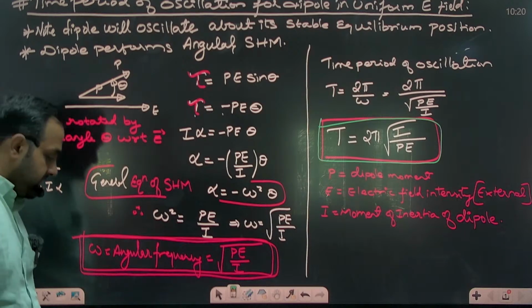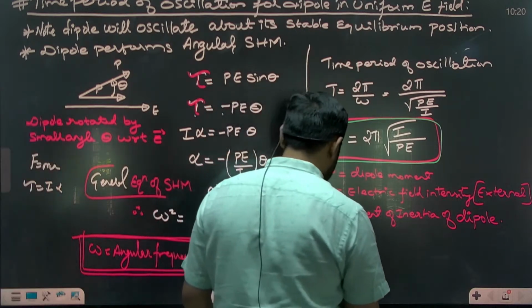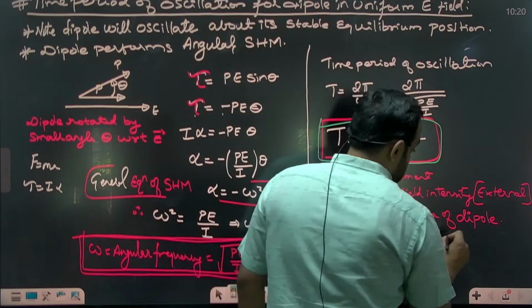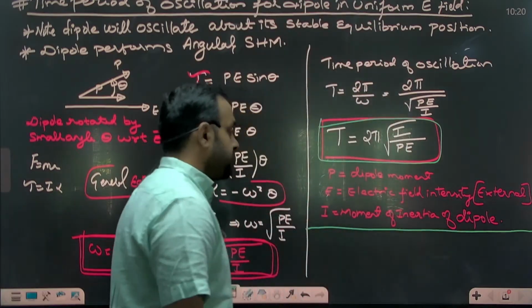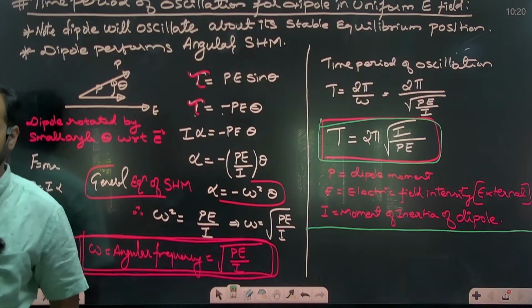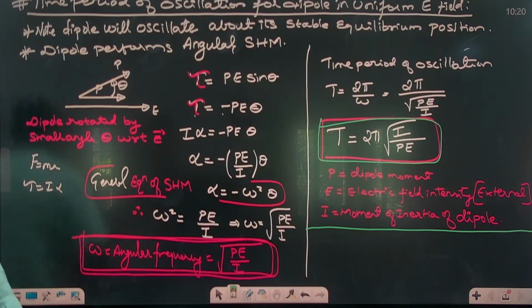So a lot of rotational mechanics concepts also are used here. If you understand rotational mechanics, the torque due to a couple can be written about any axis. Torque due to a couple.